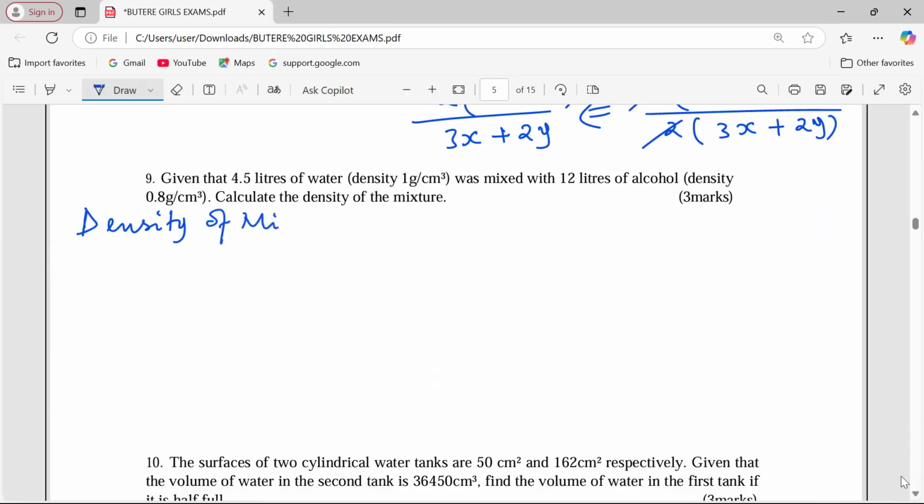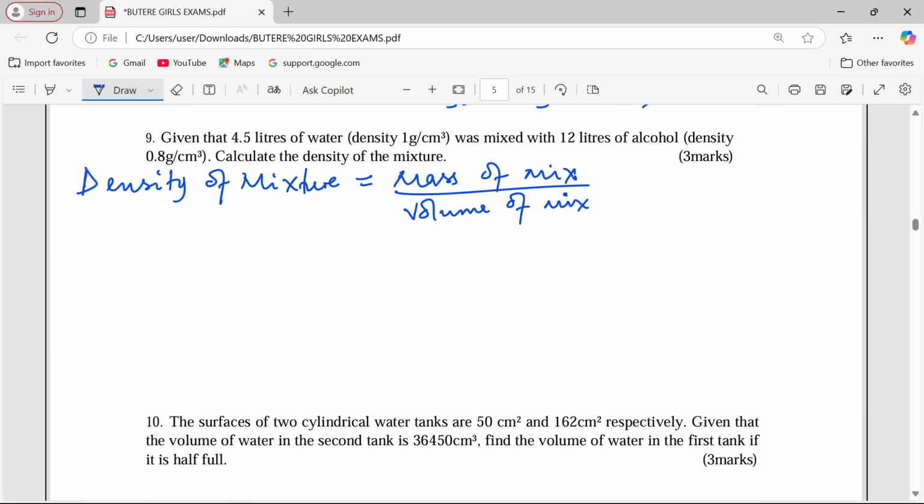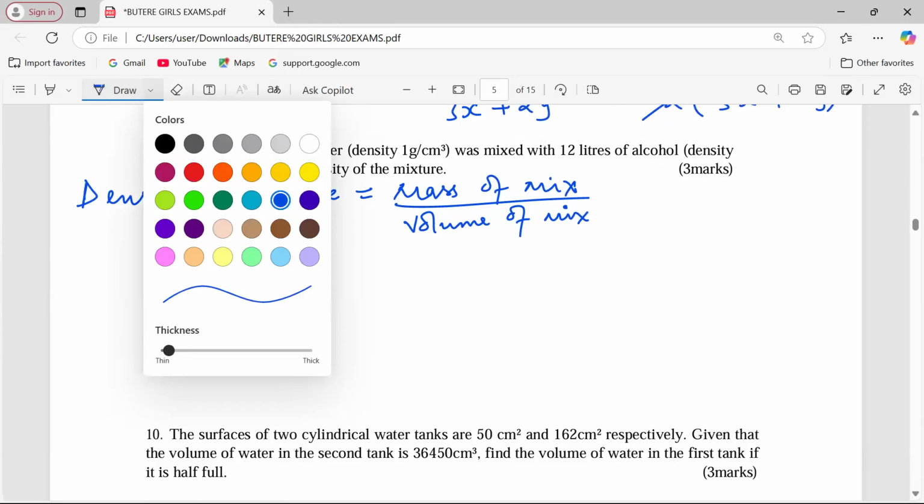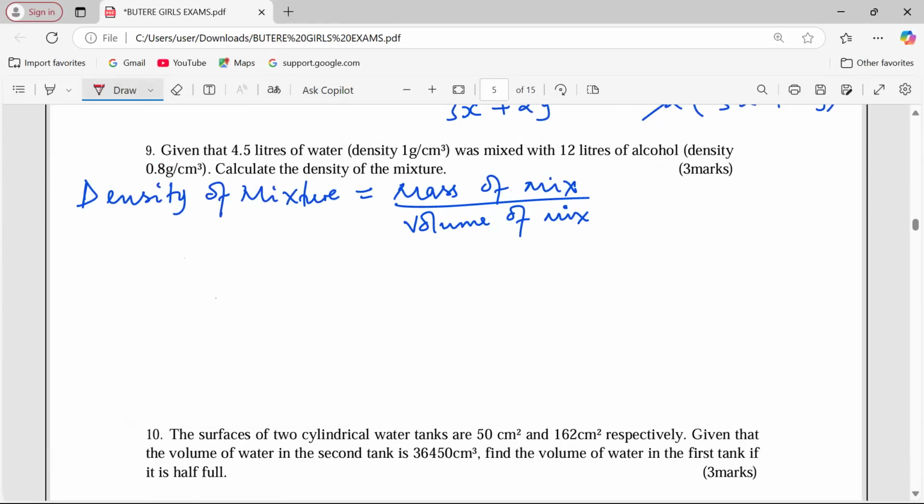Density of mixture will always be given by mass of mixture divided by total volume of the mixture. Now, with this in our minds, we can proceed with a lot of precision, because we know now what we are doing. Mass of the mixture. We need to get mass of water alone, then mass of alcohol alone, then we get total mass.